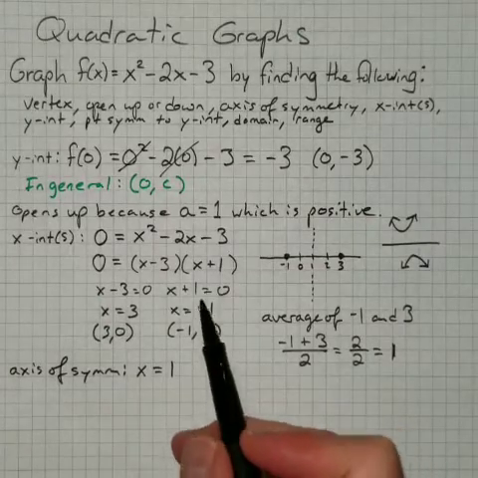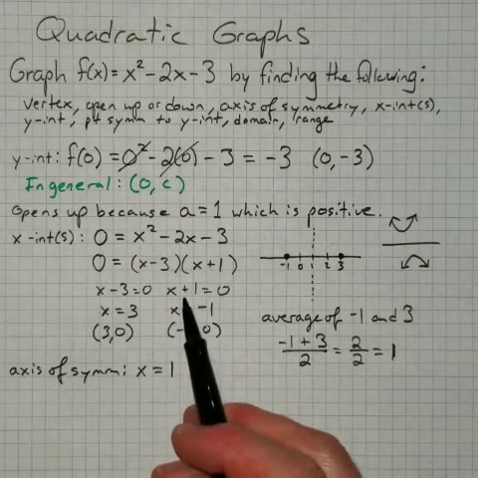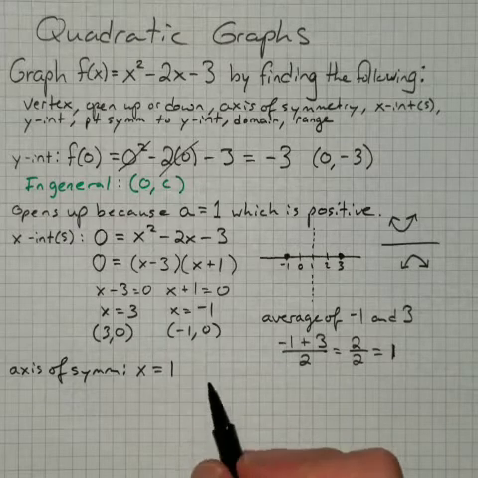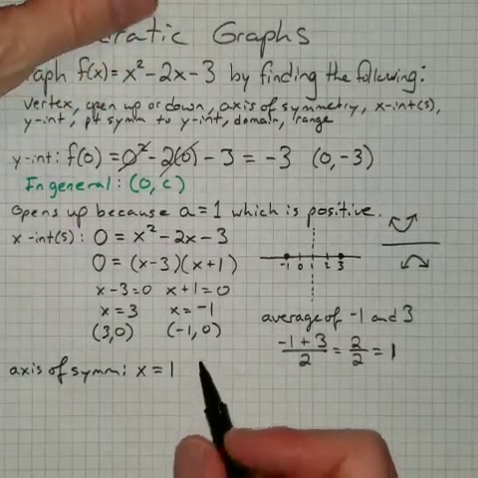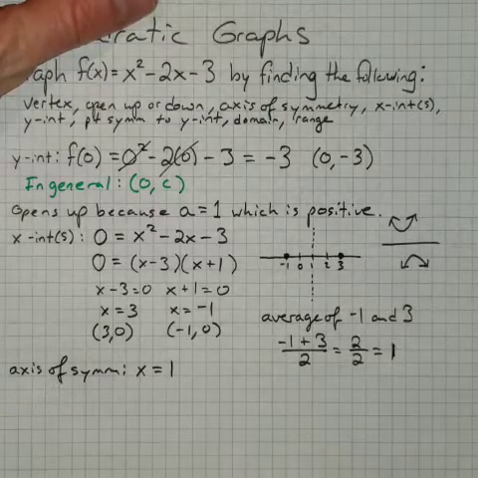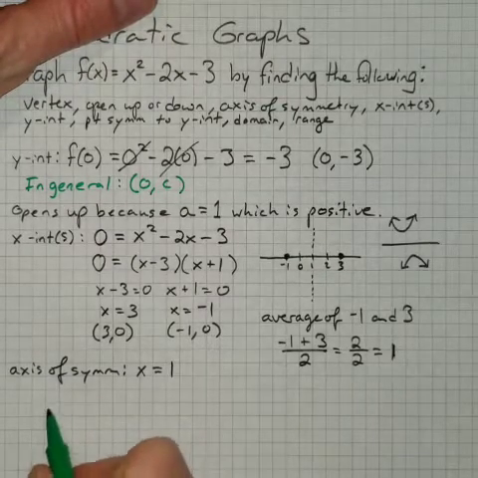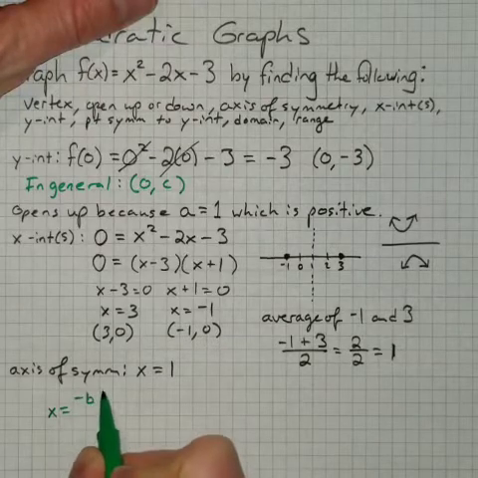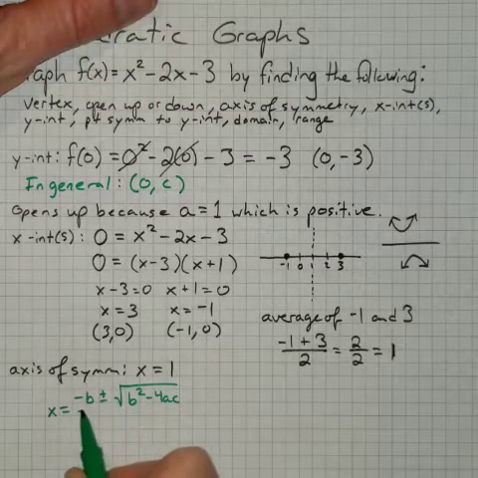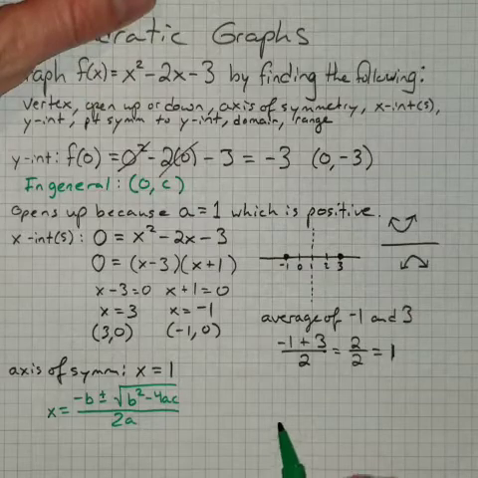One thing I mentioned a moment ago is that you can find the x-intercepts by using the quadratic formula. I used factoring here, but the quadratic formula would have given us these two answers as well. The quadratic formula has two numbers that come out of it. It's negative b plus or minus the square root of b squared minus 4ac, all over 2a. This hopefully you remember at this point.